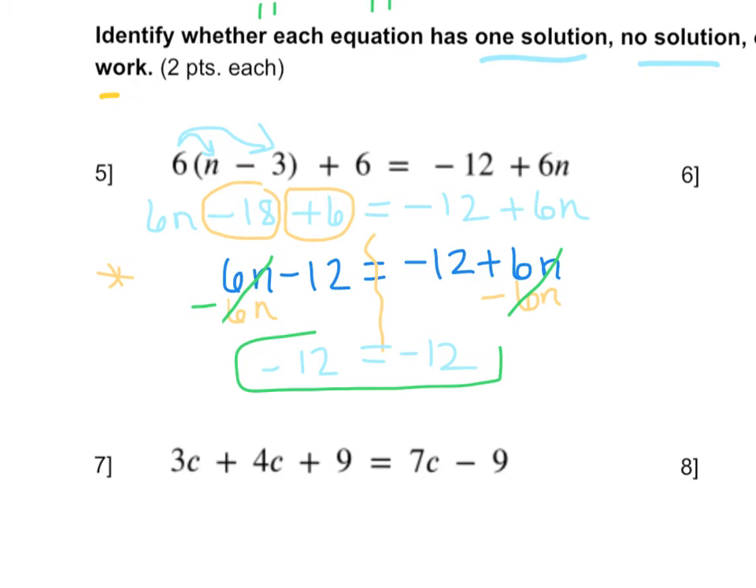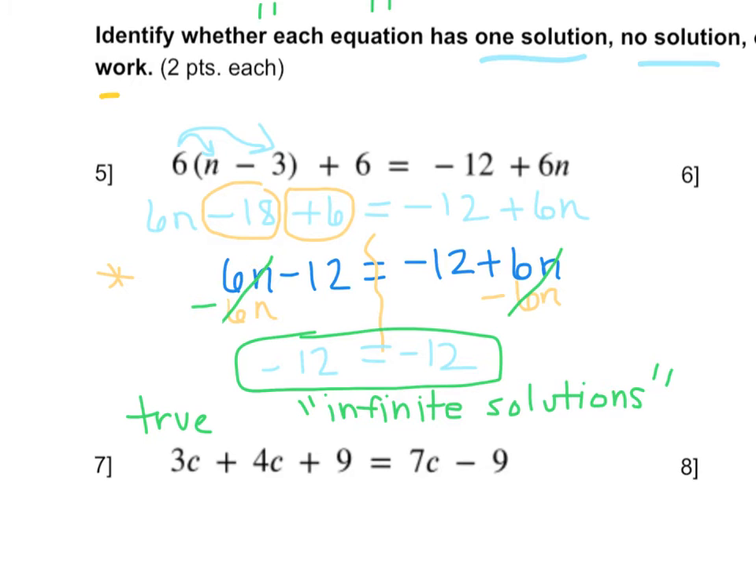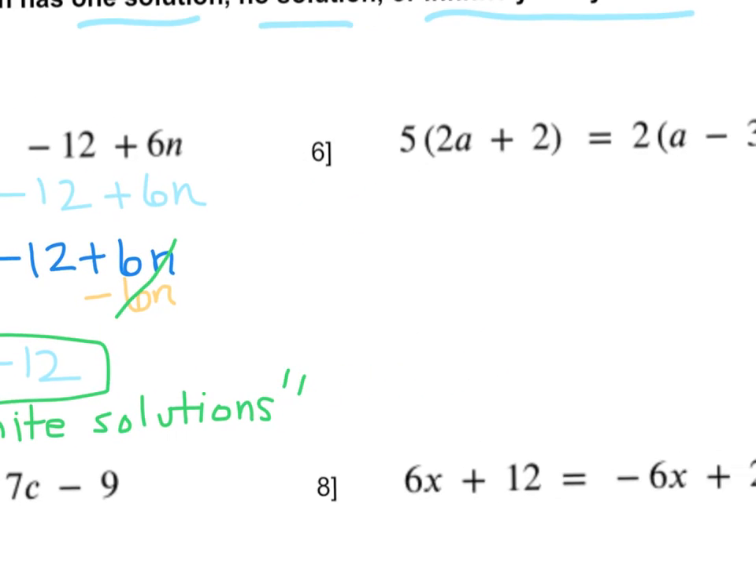So we stop and we think, is this true? Does -12 equal -12? That's a true statement. And if it's a true statement or they're twins, we say infinite solutions. And we kind of talked about in class about being twinfinite solutions as well. Okay, so number 5 is done. Let's move on to number 6.